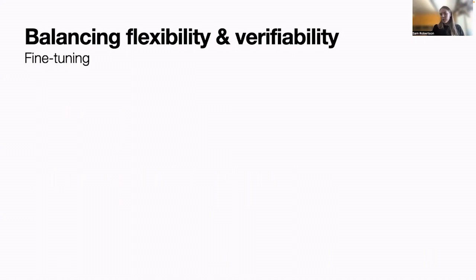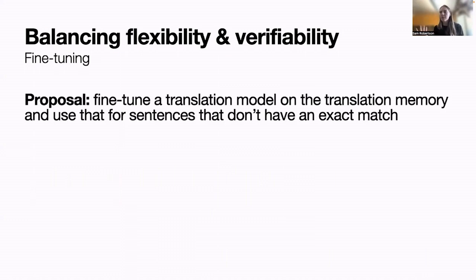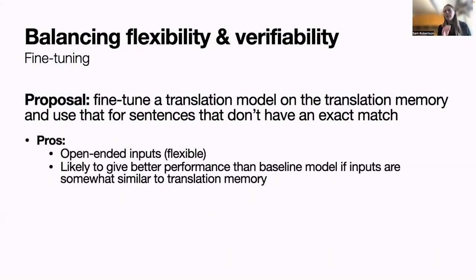Maybe one initial thought for flexibility that maybe some of you have thought already is fine-tuning, right? We've got this data set. Why don't we just fine-tune a translation model on this translation memory and then use that when we don't have an exact match? Some pros of this would be open-ended inputs. So it's ultimate flexibility in terms of inputs. And it's probably going to be better performance in the baseline model. So that's good.